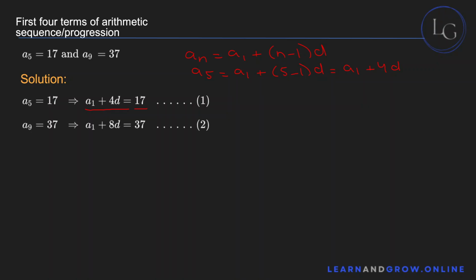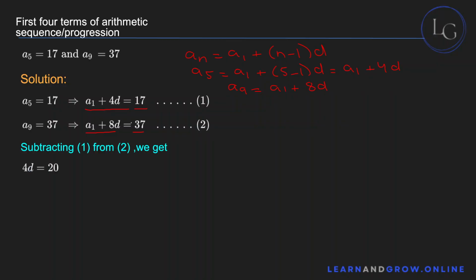Now, a9 is also given to us, and obviously a9 will be equal to, what will that be equal to? A1 plus 9 minus 1, which will be equal to 8d. So a1 plus 8d is equal to 37. Now we have two simultaneous equations, and we'll solve them to find the value of d.